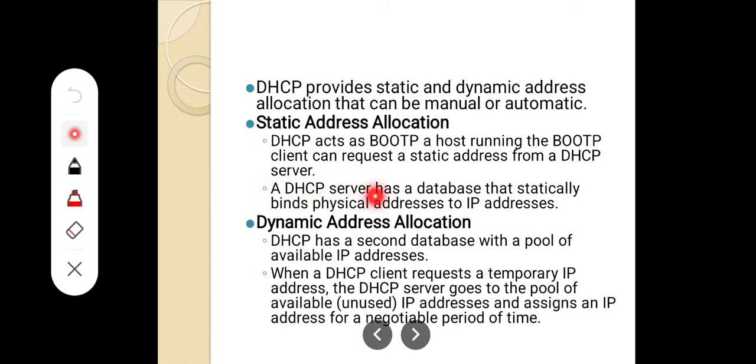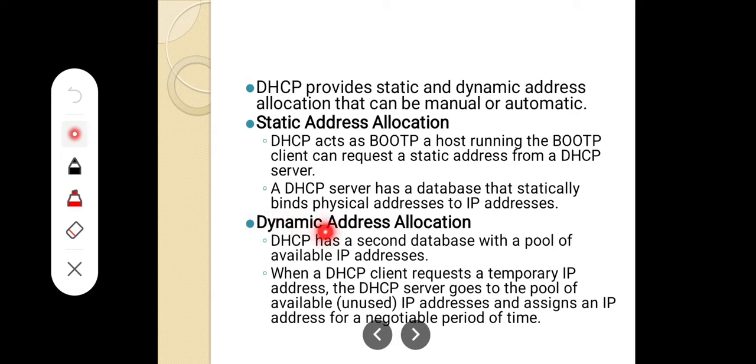A DHCP server has a database that statically binds the physical address to the IP address. Okay, the DHCP server is also maintaining a static table that maps the static MAC address with the IP address. Now the DHCP server has a static table, and using that static table it gives the IP address corresponding to the MAC.